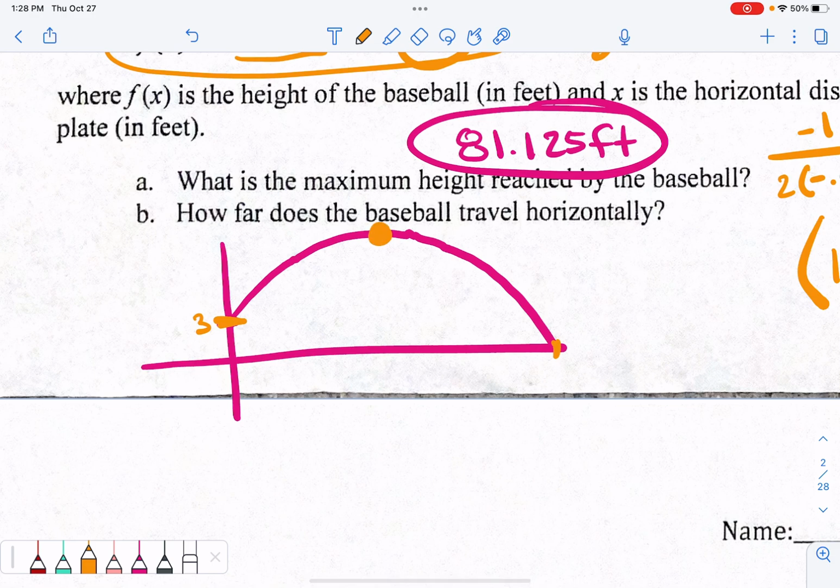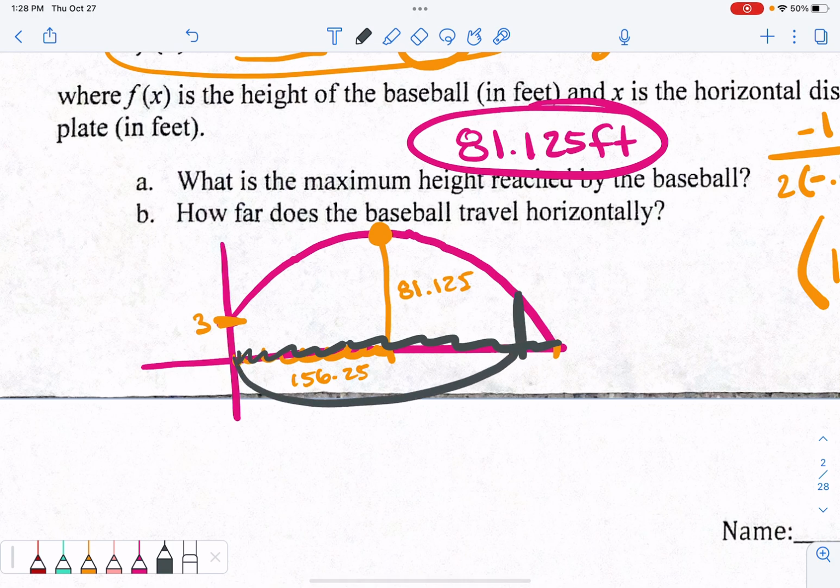I know that the vertex right here is at the point 156.25. That means we have gone over 156.25 and we've gone up 81.125. When they're asking for the total horizontal distance, it's tempting to just multiply by 2, but that will only get me to the point where it's 3 feet above the ground. I'm missing this extra little bit, so it's going to be a little more than double that number.